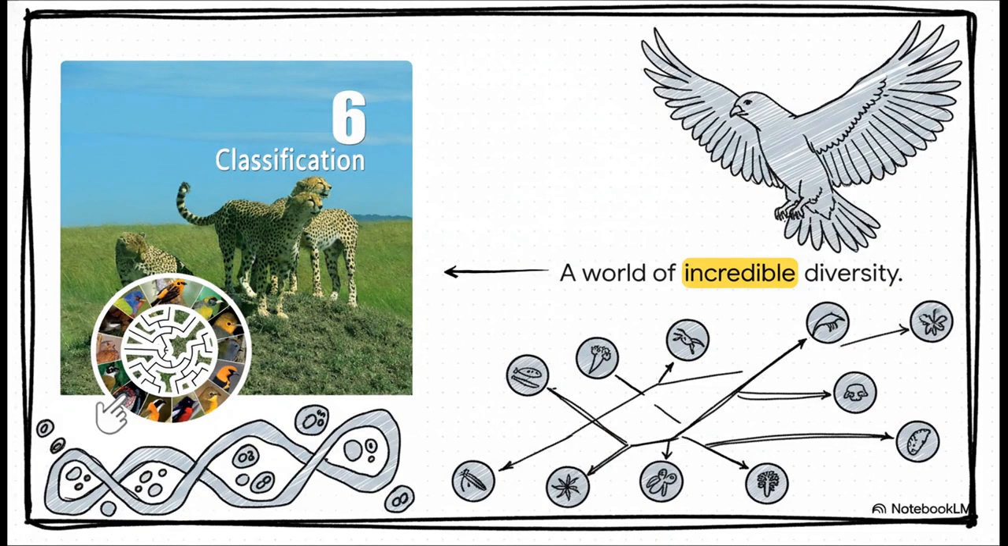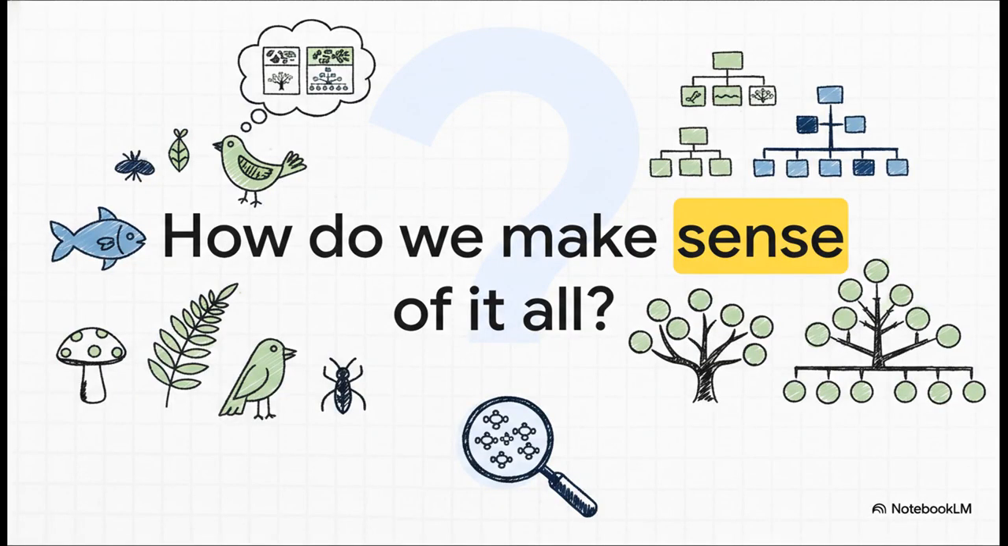Seriously, just picture it. You've got cheetahs sprinting across the savannah. You've got thousands and thousands of different birds. Our planet is just absolutely bursting with millions of different living things. The sheer variety is, well, it's mind-boggling. So that brings up the big question, right? How do we make sense of all that?